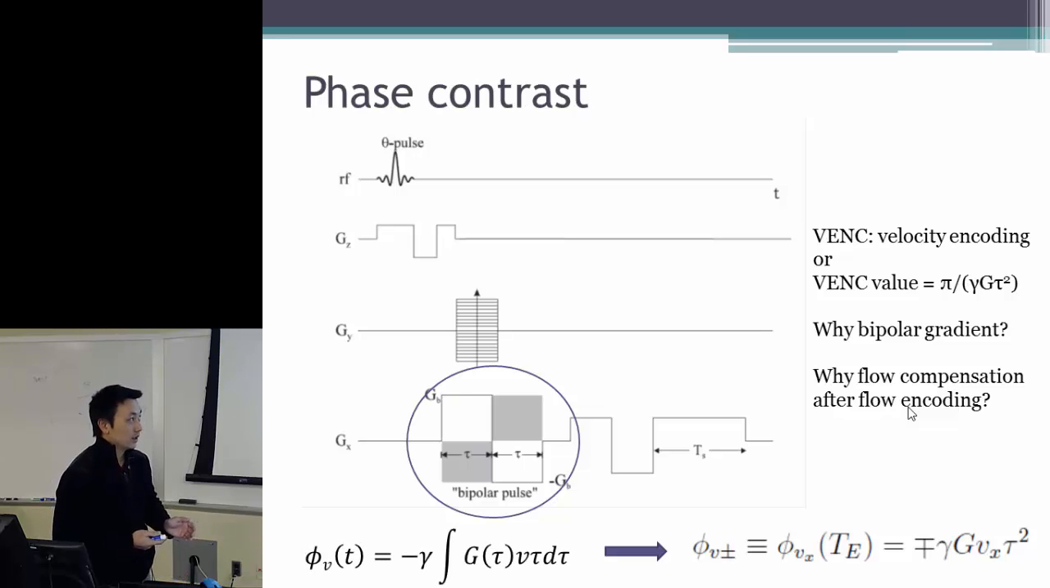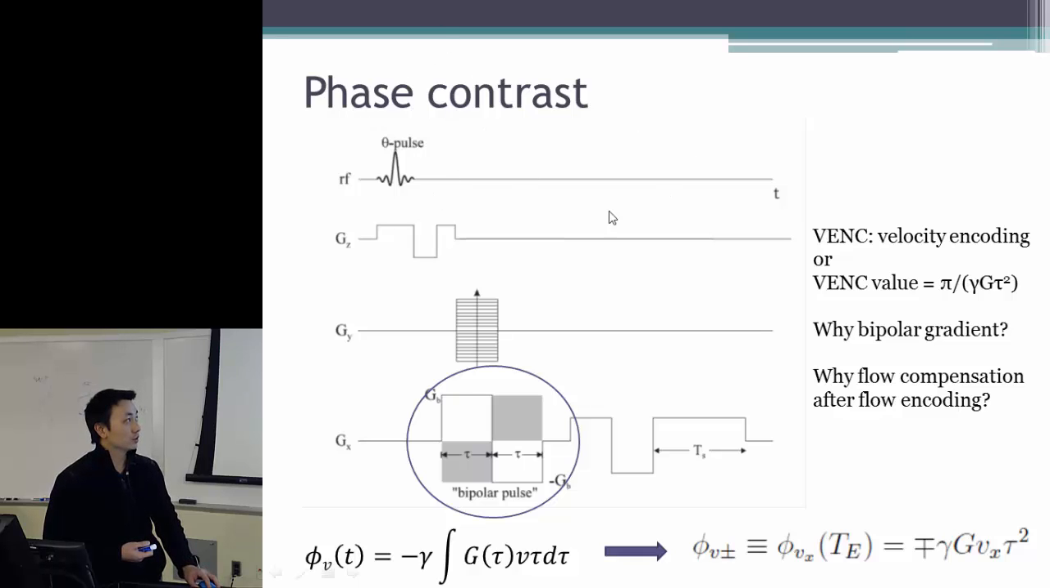Okay, so up to now, all those MRA techniques we talked about are all qualitative. So they can give you an image of the blood itself, but they do not give you any quantitative information about the blood flow. So for the next one, we will use phase contrast to see how we can quantify the blood flow velocity.